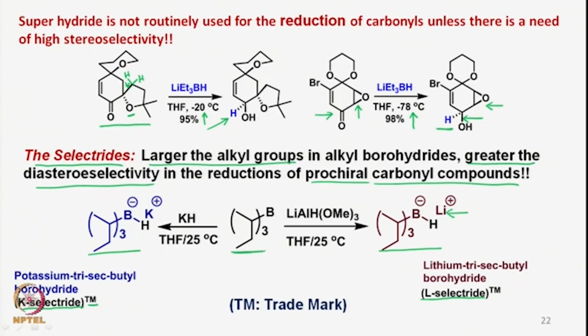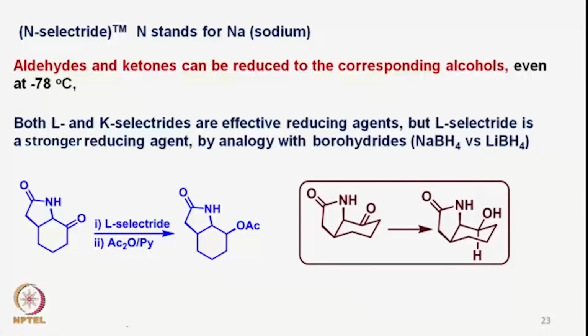So you take tri secondary butyl borane and reduce it by lithium aluminum trimethoxy hydride to lead to this particular L-selectride, and if we take potassium hydride, then of course K-selectride is formed. So these are two new reducing agents which have been introduced by H.C. Brown, who got the Nobel Prize in 1979 for his reductions using these borane type of molecules or various kinds of borohydrides.